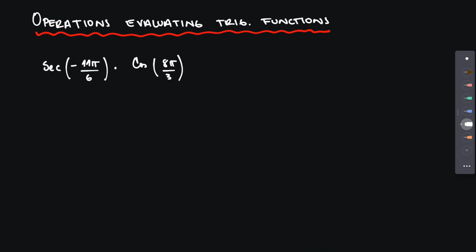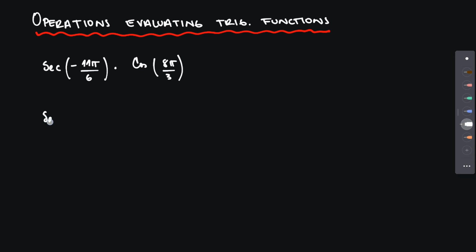In this video, we're going to practice how to perform operations between trigonometric functions that need to be evaluated. So in this case, we have secant of negative 11 pi over 6 multiplied by cosine of a pi over 3. The idea is that we divide this whole operation. So the first thing that we're going to evaluate is the left part, so secant.